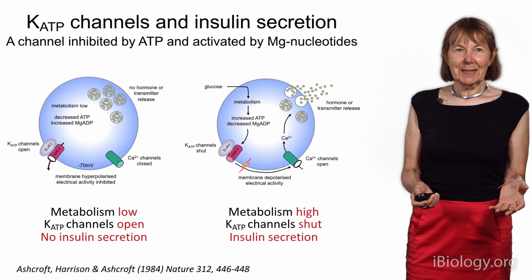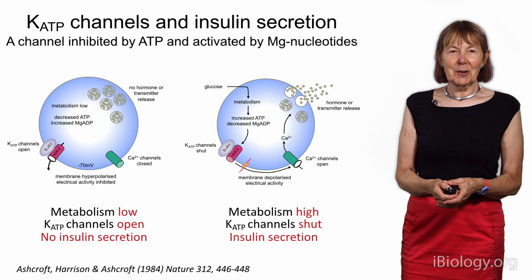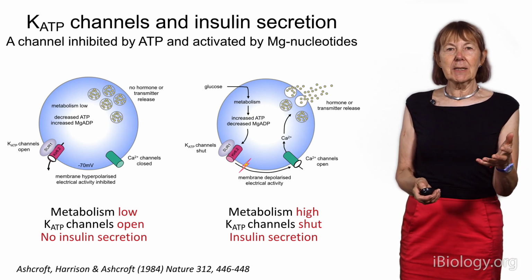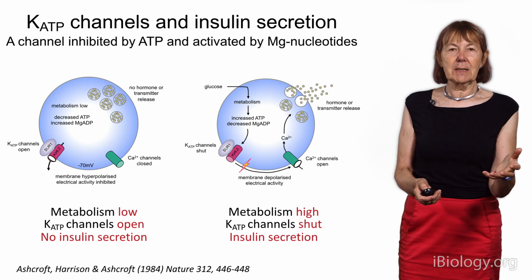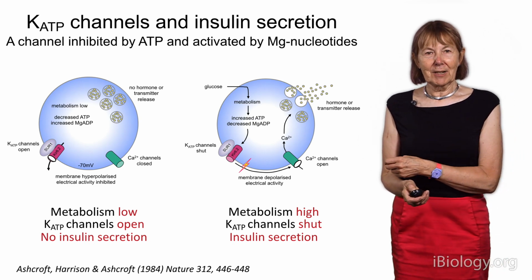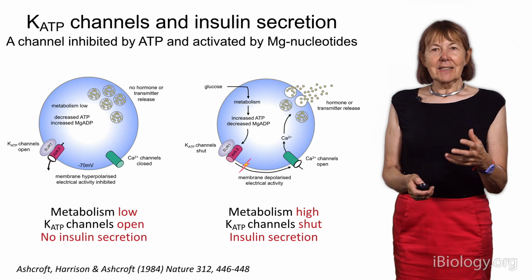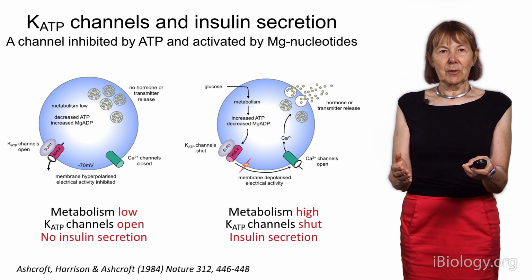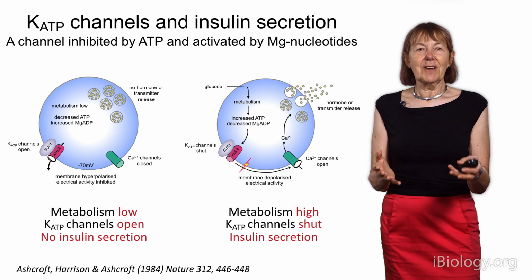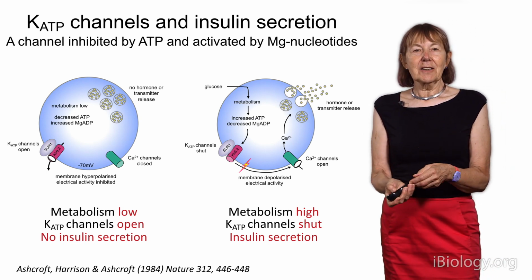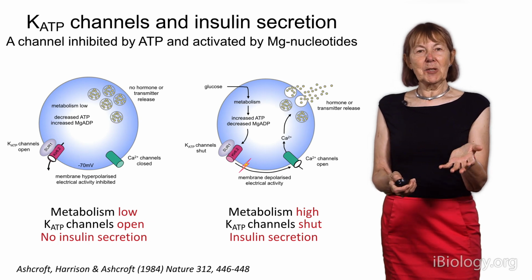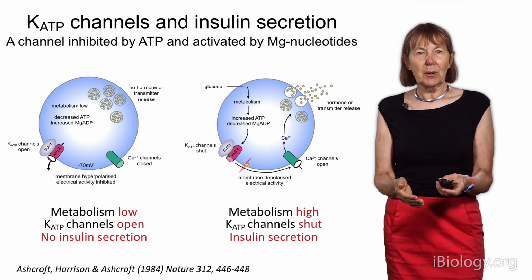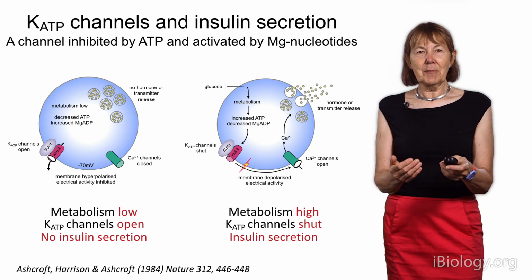The ATP-sensitive potassium channel, or KATP channel as it's known, plays a very important role in insulin secretion because it couples the metabolism of the cell, or glucose metabolism, to insulin release. And it does this in the following way. So when blood sugar levels are low, the metabolism of glucose, the breakdown of glucose, is very slow. And the consequence of this is that the KATP channels are open, and the movement of potassium ions out of the cell through this pore generates a negative membrane potential.